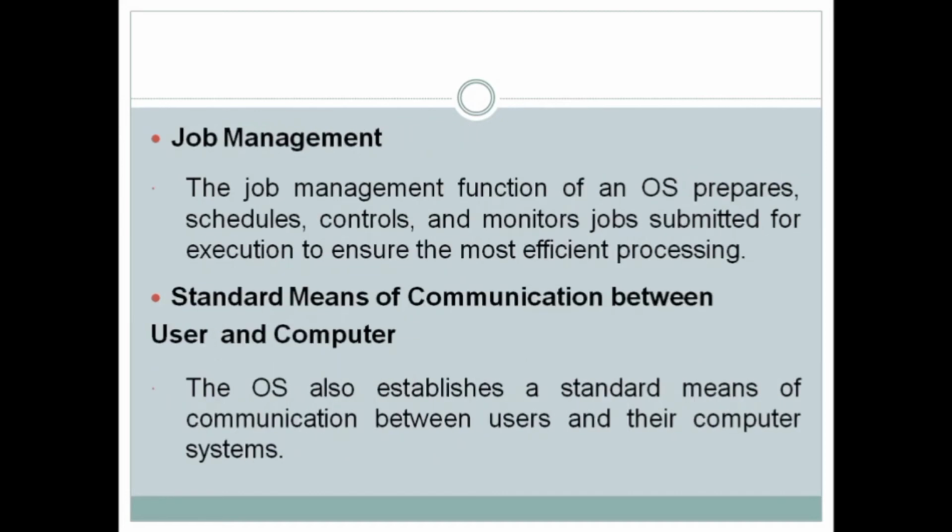The job management function of an operating system prepares, schedules, controls, and monitors the job. Means it can prepare any process, it can schedule it, and it can control and monitor all the things, the execution, and ensure the most efficient processing. Now, the next is standard means of communication between the user and the computer. The operating system also establishes a standard means of communication between the user and their system.